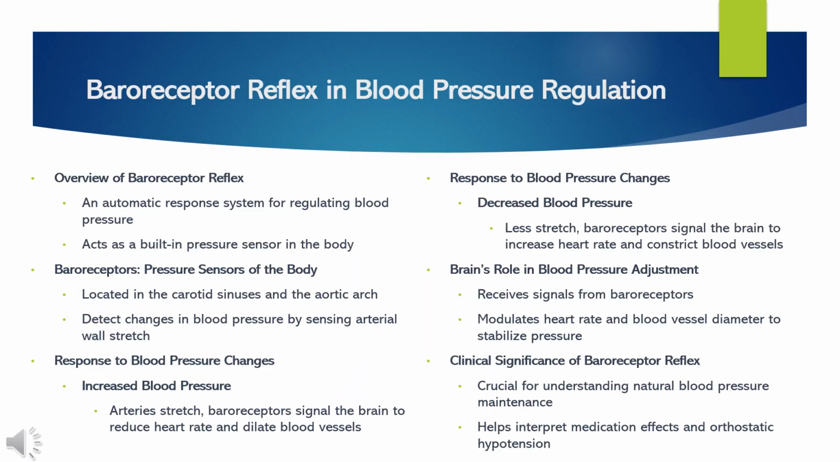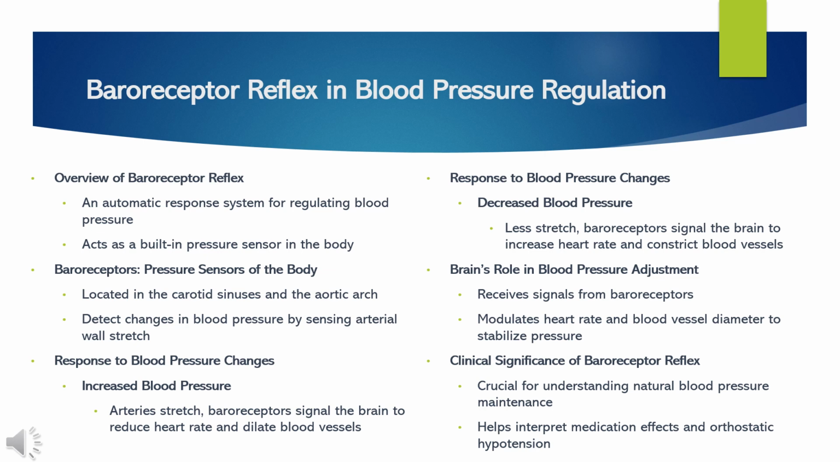The next mechanism for maintaining stable blood pressure that we're going to talk about is the baroreceptor reflex. This reflex involves a sophisticated feedback system that helps the body to quickly adjust blood pressure to changing needs. The baroreceptor reflex is an automatic, rapid response system that helps to regulate blood pressure. Imagine it as a built-in pressure sensor system in your body that constantly monitors and adjusts blood pressure to ensure it stays within a healthy range.